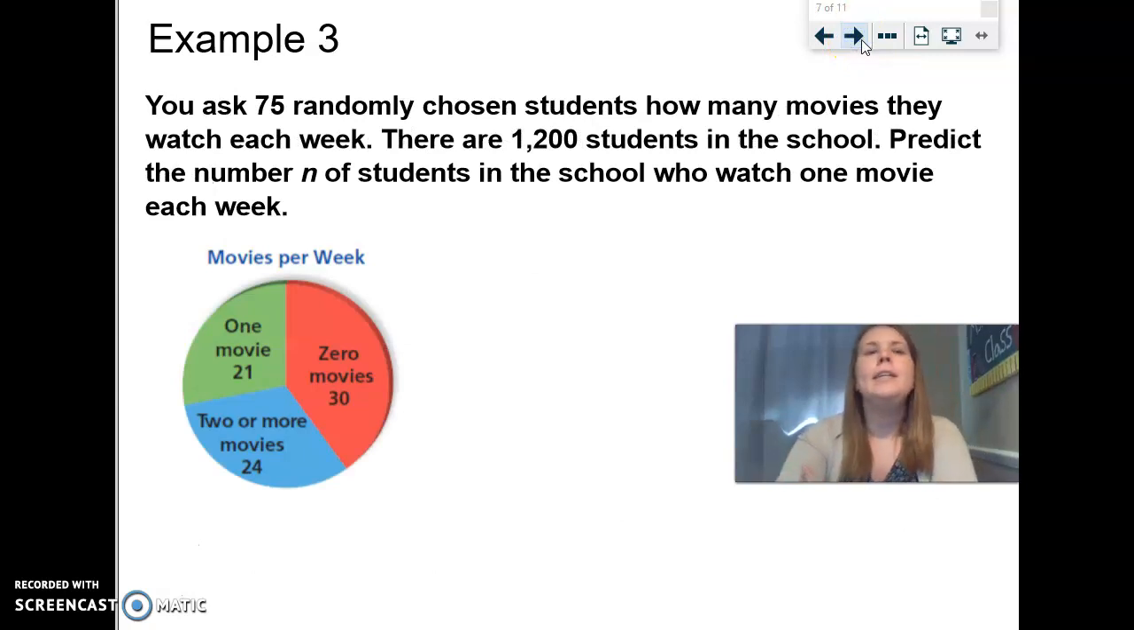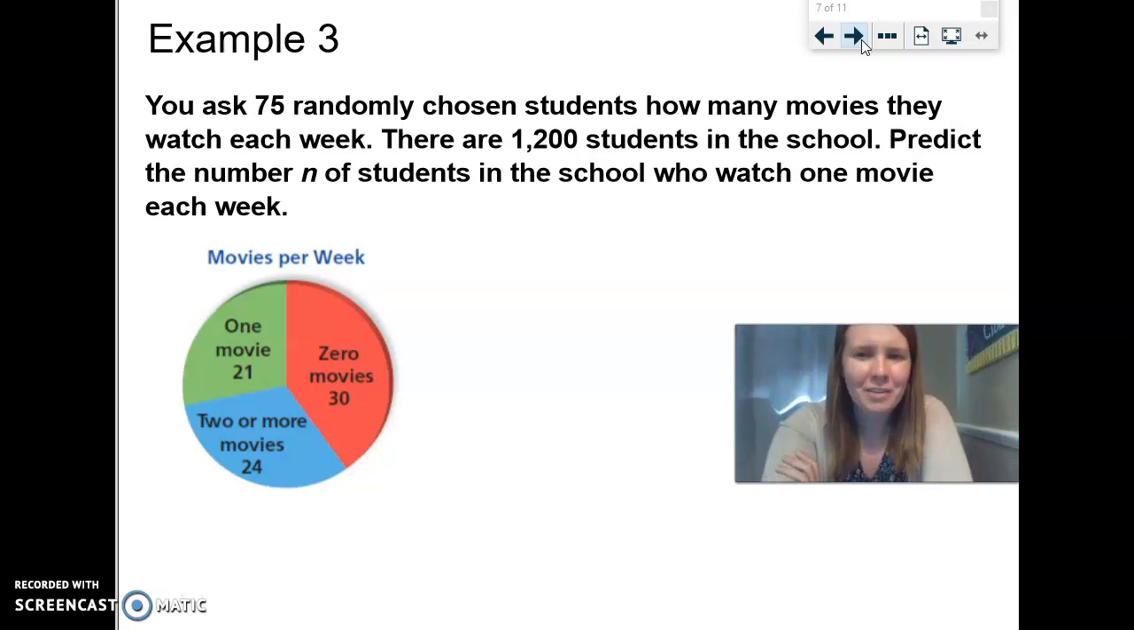All right, let's look at 3. Whew, I feel like I'm talking too fast. All right. You asked 75 randomly chosen students how many movies they watch each week. Oh, I wonder how different this would change now with quarantine.